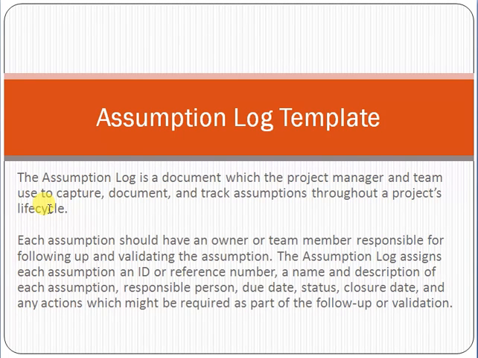Assumption log template. The assumption log is a document which the project manager and team use to capture, document and track assumptions throughout the project lifecycle. Each assumption should have an owner or a team member responsible for following up and validating the assumption. The assumption log assigns each assumption an ID or reference number, a name and description of each assumption, responsible person, due date, status, closure date, and any action which might be required as part of the follow-up or validation.